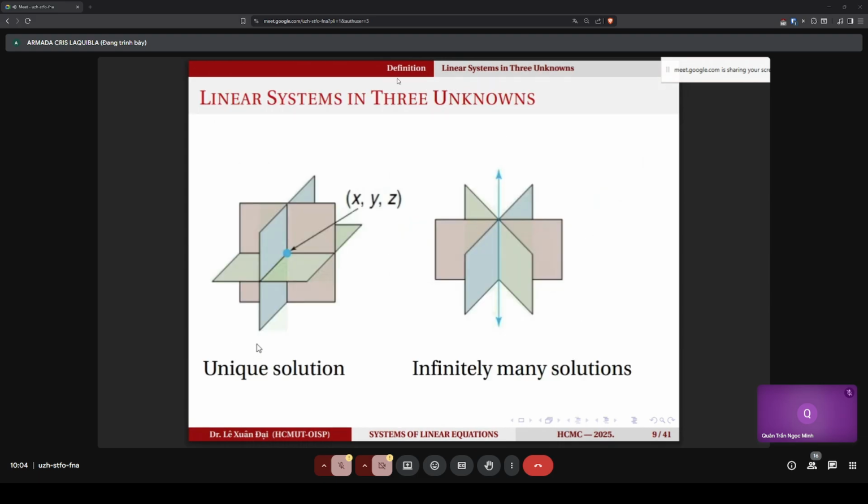And for the three unknowns, you have this one. If the intersection is something like this, then it's only 1 point here. You have a unique solution. Next, if the planes intersect something like this, then your intersection here is one line. So it's infinitely many solutions because you cannot count all the points here in one line.